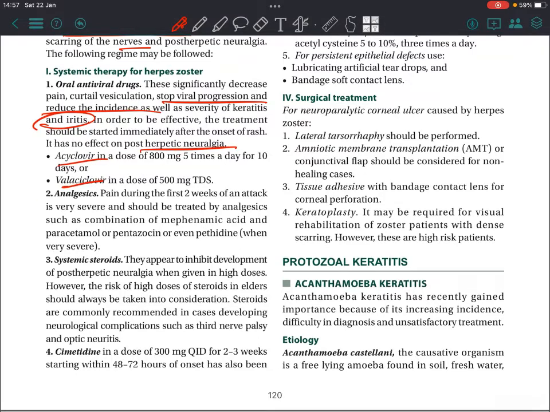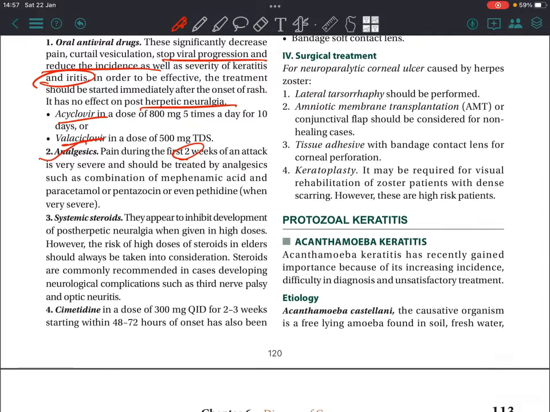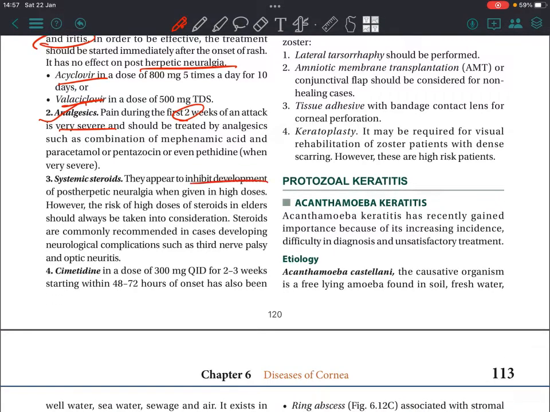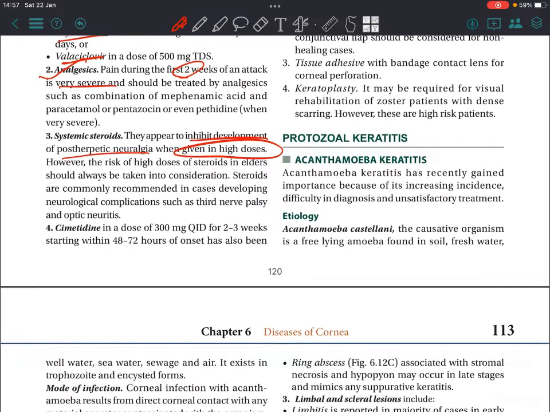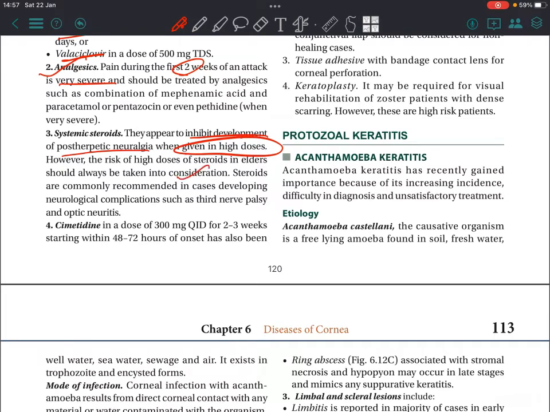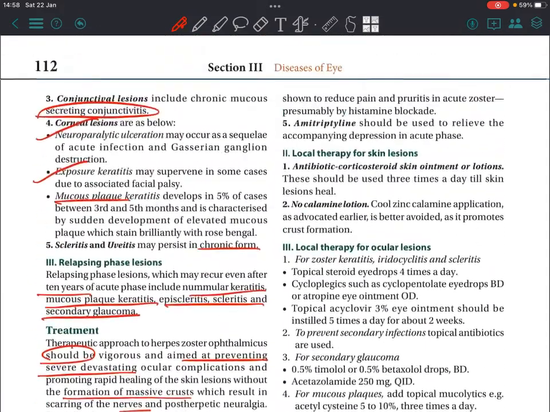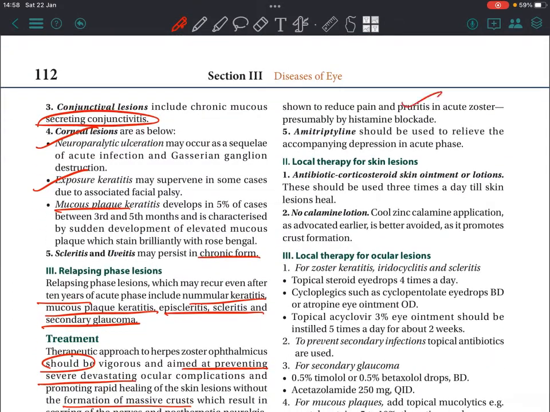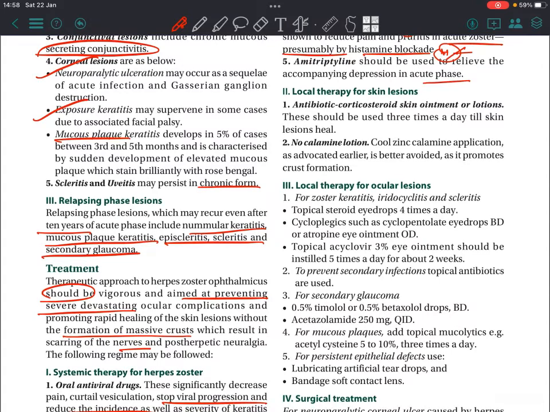Acyclovir, valacyclovir. Analgesics should be given to reduce pain in the first 2 weeks of attack. Systemic steroids appear to inhibit development of post-herpetic neuralgia when given in high doses. However, the risk of high doses of steroids in the elderly should be taken into consideration. Cimetidine 300 mg QID, started 48 to 72 hours, to reduce pain and pruritus in acute zoster, presumably by histamine blockade. Amitriptyline should be used to relieve the accompanying depression in the acute phase.